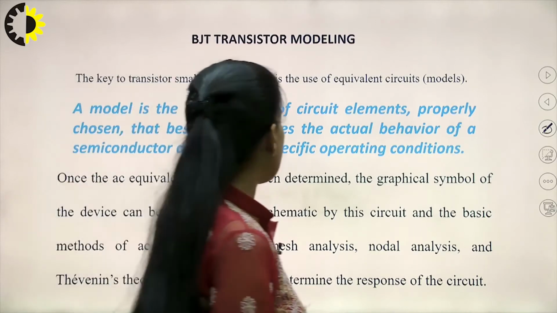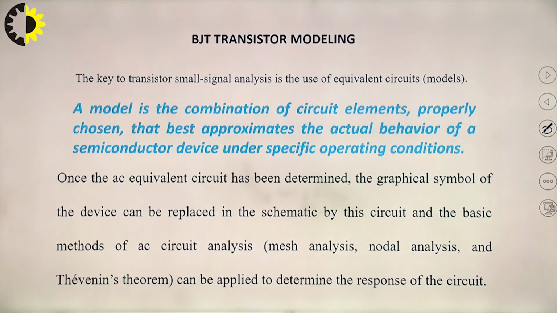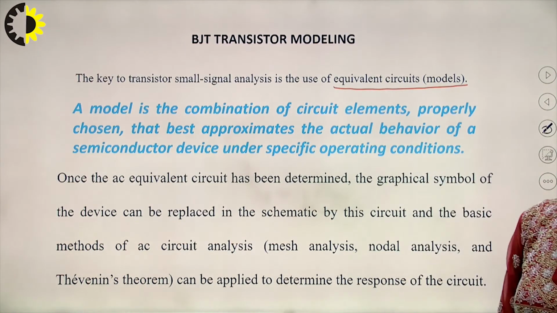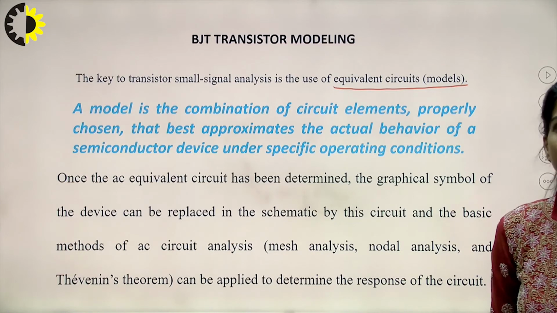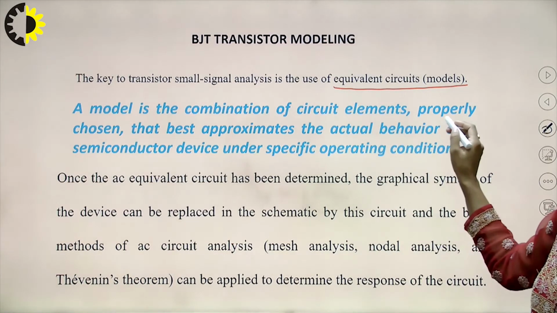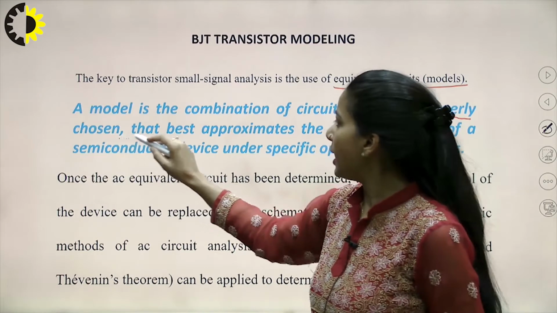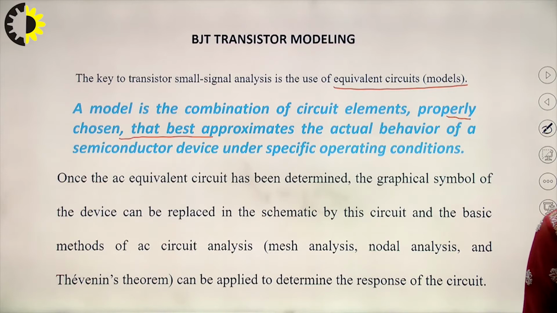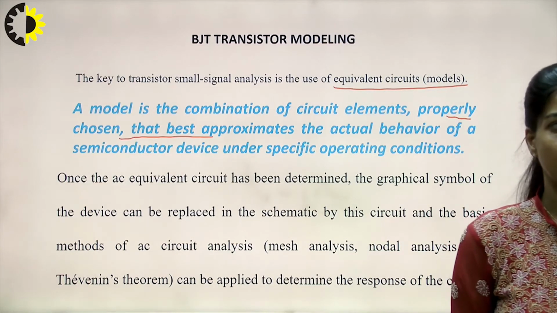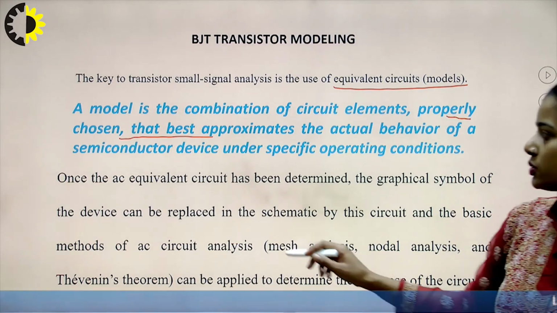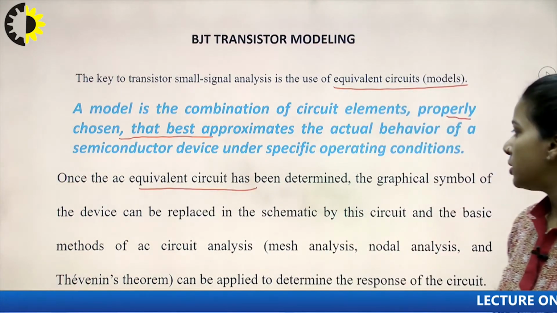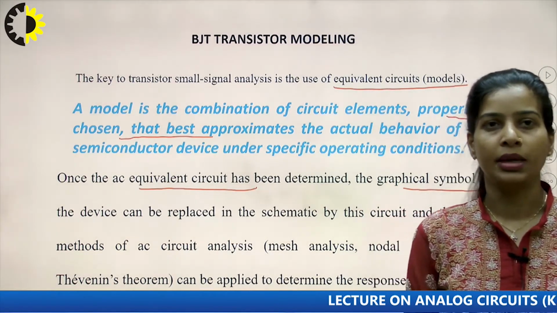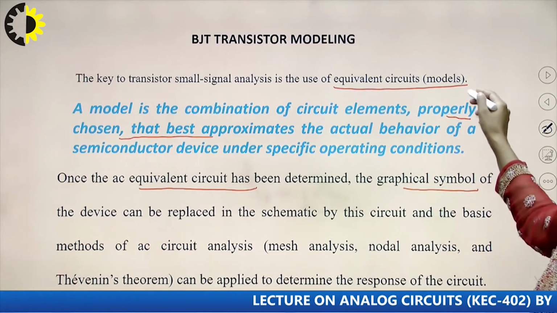So, the key to transistor small signal analysis is to use its equivalent circuit, and that equivalent circuit we name as a model. So, what is a model? A model is a combination of circuit elements properly chosen that best approximate the actual behavior of the device under specific operating conditions. Once we have an AC equivalent circuit, the symbol of the transistor will be replaced by its small signal model.